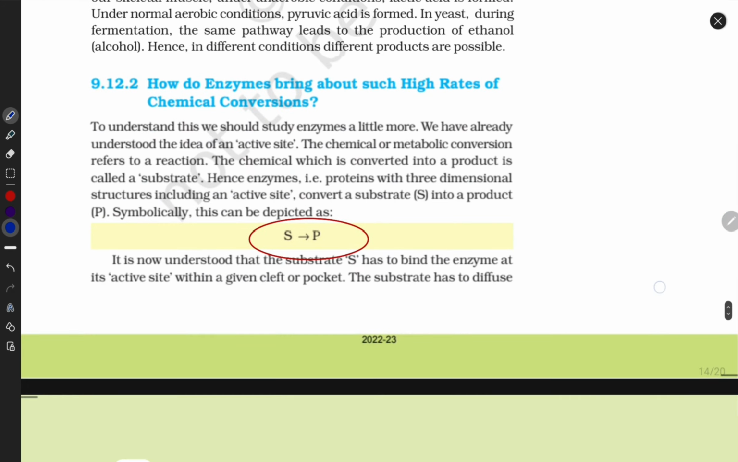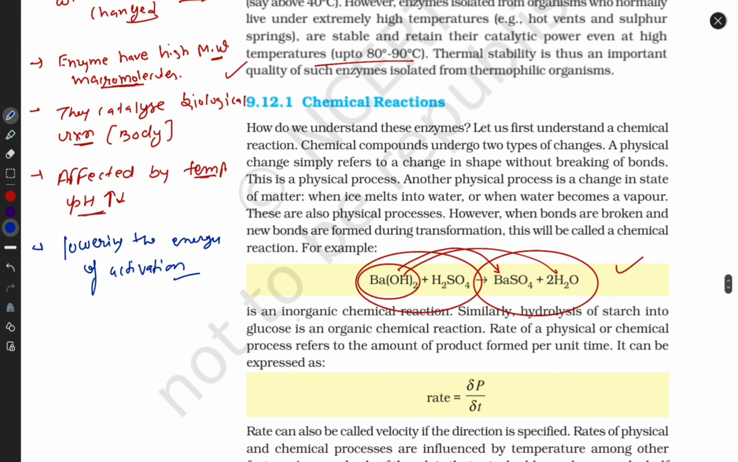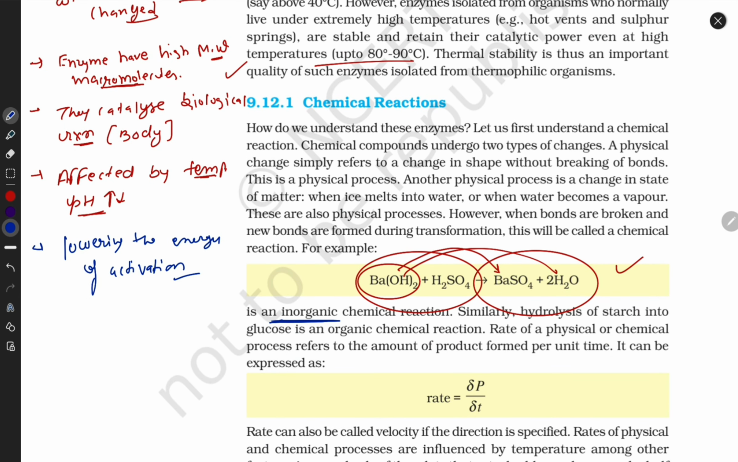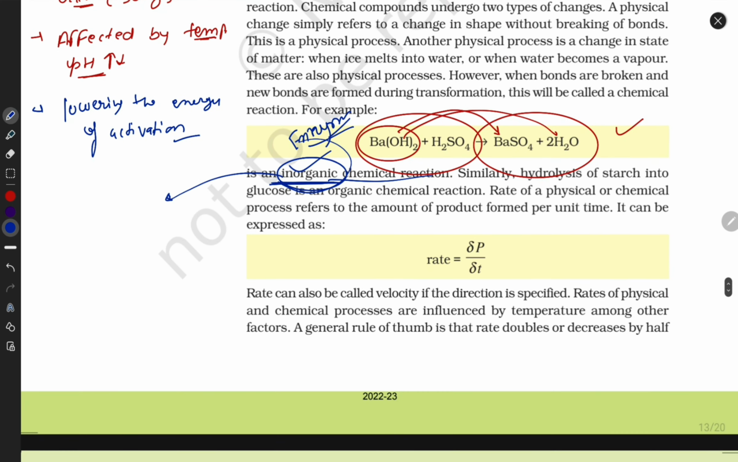Clear guys? Here the term inorganic is also used. What is the meaning of inorganic ions? What is the meaning of an inorganic chemical reaction? We know what an enzyme chemical reaction is. Enzymes we discussed. What is the inorganic one? Guys, inorganic chemical reactions occur outside the body.